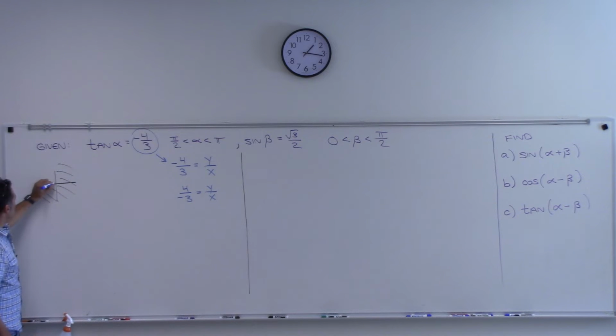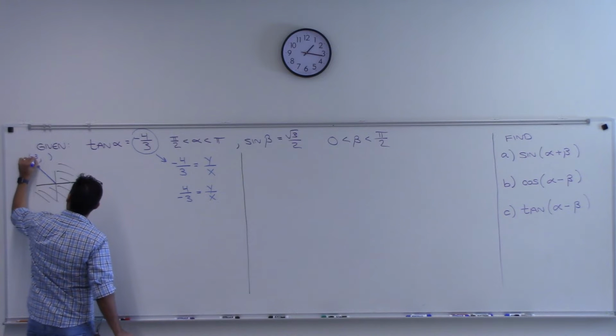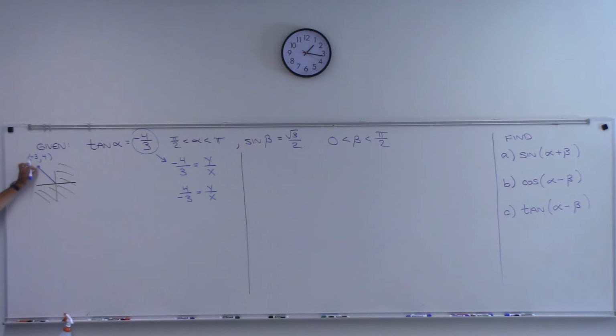So I'm just going to draw an angle over here. I don't have to be precise about this, just be in the second quadrant. And I'm going to label the point x coordinate -3, y coordinate +4. And what am I doing? Why am I doing this? Where am I trying to go with this? So you can find the r. So I can find r, and once I find r, what am I going to do with that?